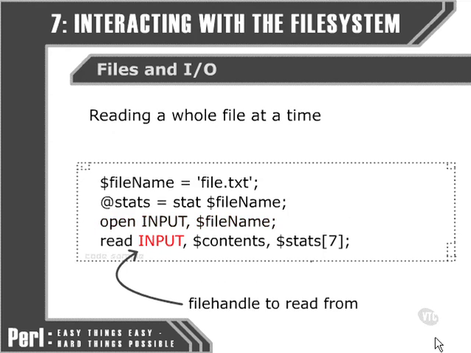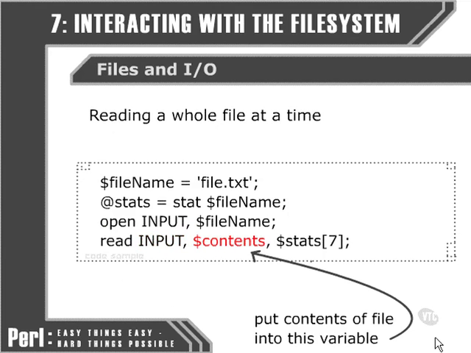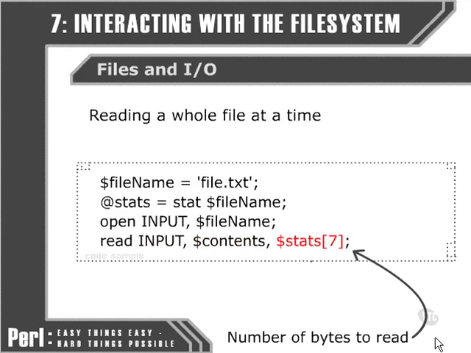This final line uses the read function, and the read function takes 3 arguments. The first of which is the file handle that it's going to read from. In this case, input, the one that we've defined in the line above. The next argument is a variable into which the data that we're reading in is going to be placed, and I've called this variable contents. Finally, the last argument is the number of bytes that we're going to read from the file.